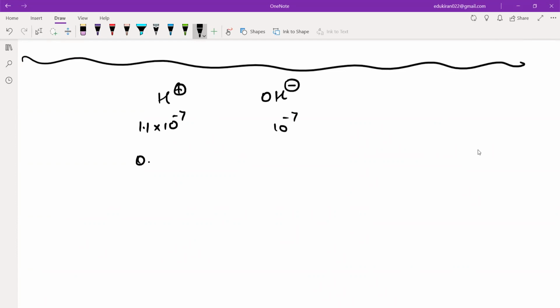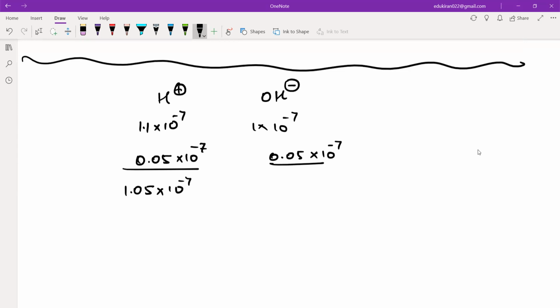And both of them, 0.05 into 10 to the power minus 7, will react. Here also 0.05 into 10 to the power minus 7 will react. And you will be getting here 1.05 into 10 to the power minus 7. That is the concentration of H plus. And here you will be getting 0.95 into 10 to the power minus 7. Yes or no? These are the concentrations of H plus and OH negative that you will be getting after the reaction.